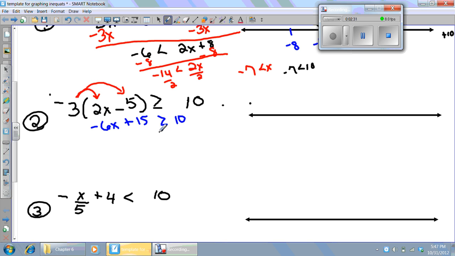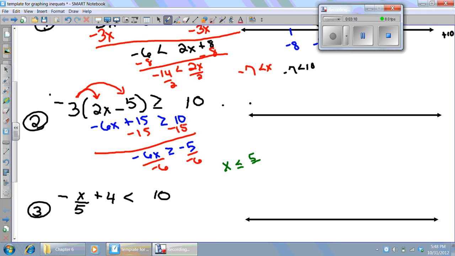And now I have a two-step inequality. So I'll subtract 15 from both sides. And I will get negative 6x is greater than or equal to negative 5. And now I will divide by negative 6. There should be alarms going off. Danger, Will Robinson. I'm going to get x, but because I divided by a negative, my inequality is going to change directions. And negative 5 divided by negative 6 is a positive 5/6.